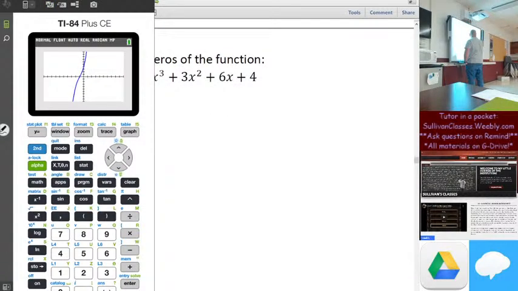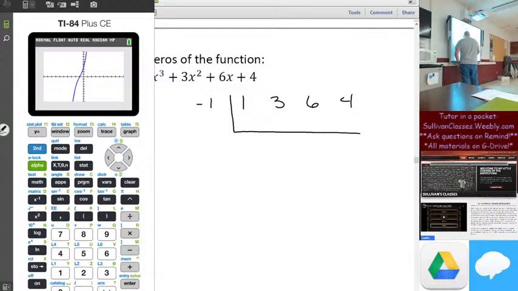So, I'll say 1, 3, 6, 4 by synthetic division. And I'll start with a -1. Drop it like it's hot. -1 by 1 is -1. Add them together, get a 2. Multiply them, get a -2. Add them together, get a 4. Multiply those, get a -4. Add them together, 0. Yay!